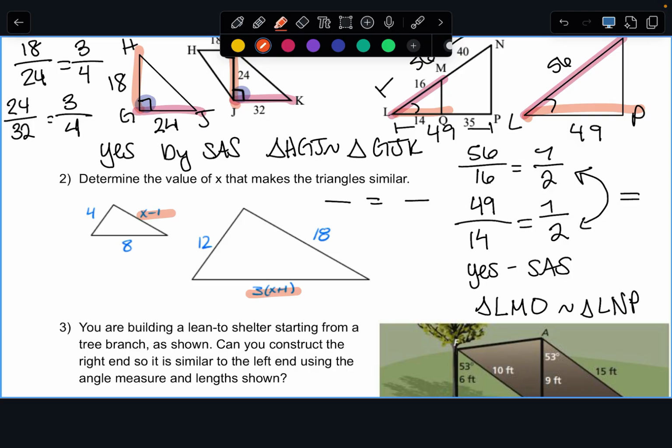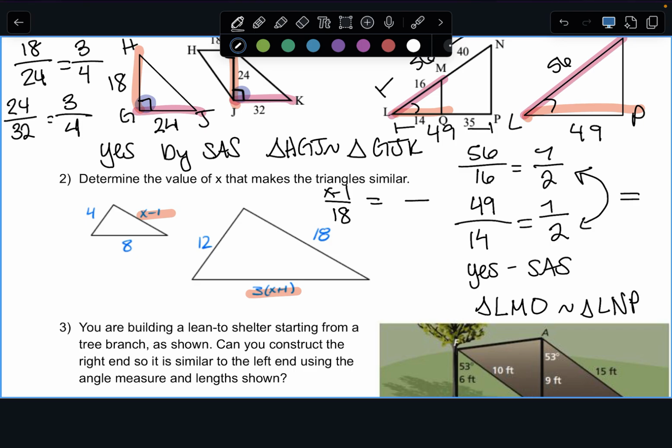Which one would probably be easier to work with? X minus 1. It's shorter, smaller. Let's work with the x minus 1. I'm just going to ignore the other x for now, unless I have to deal with it. What number does x minus 1 go with? 18. Okay, so we put it over 18.